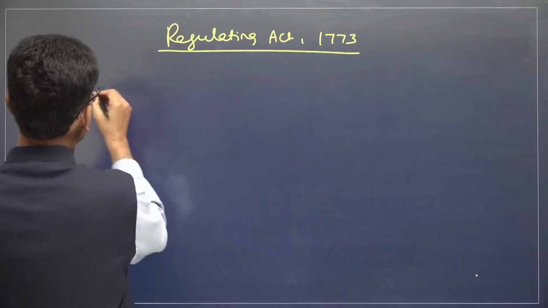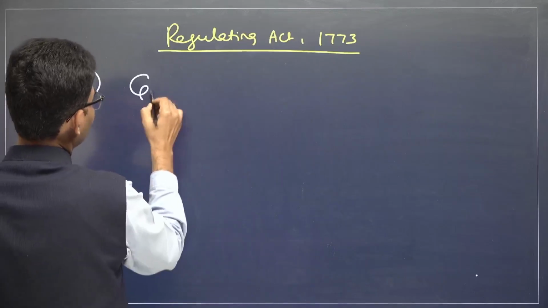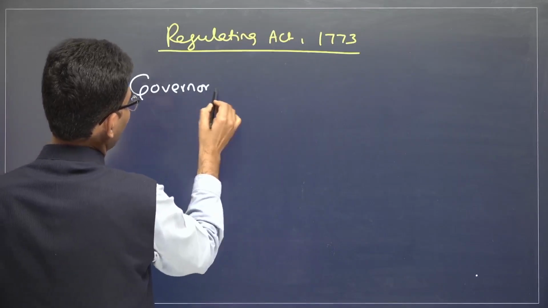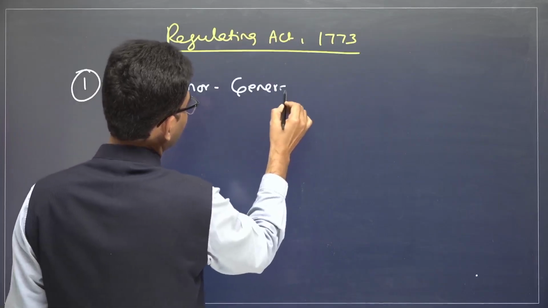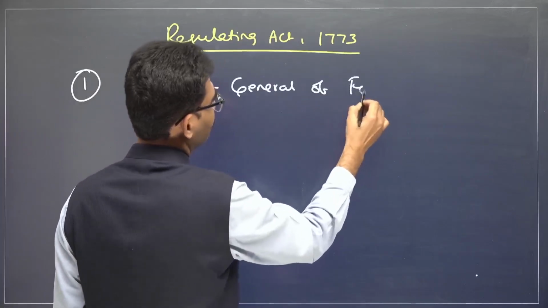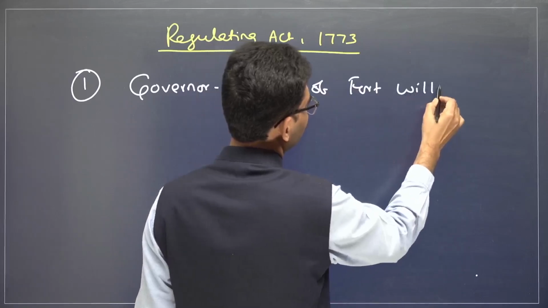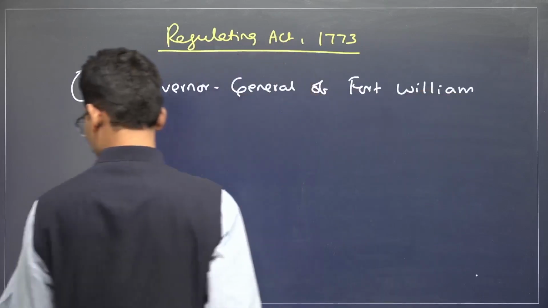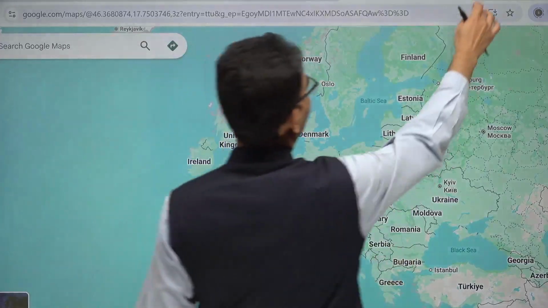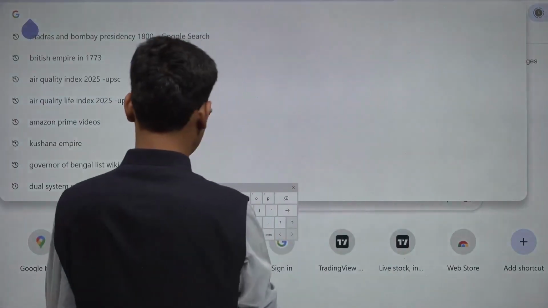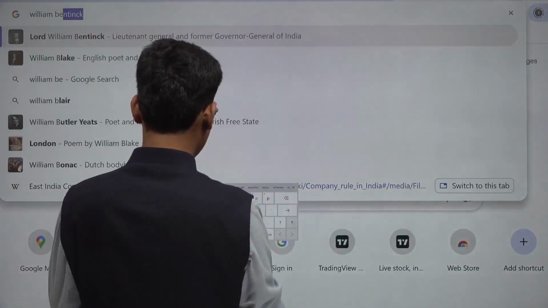This is the Governor General of Fort William. When it comes to the first Governor General of Fort William, William Bentinck.